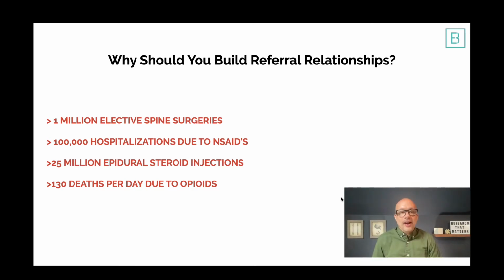What do I mean by the other way? I mean, there are over 1 million elective spine surgeries performed each and every year. Over 100,000 hospitalizations due to NSAID use. Over 25 million epidural steroid injections given in the spine with very little proof of efficacy and very, very little guideline recommendations. And there's over 130 deaths occurring each and every day due to opioids. So with 90% of people having neuromusculoskeletal issues at some point in their life, with less than 5% of those people needing emergent care, this is a big deal.